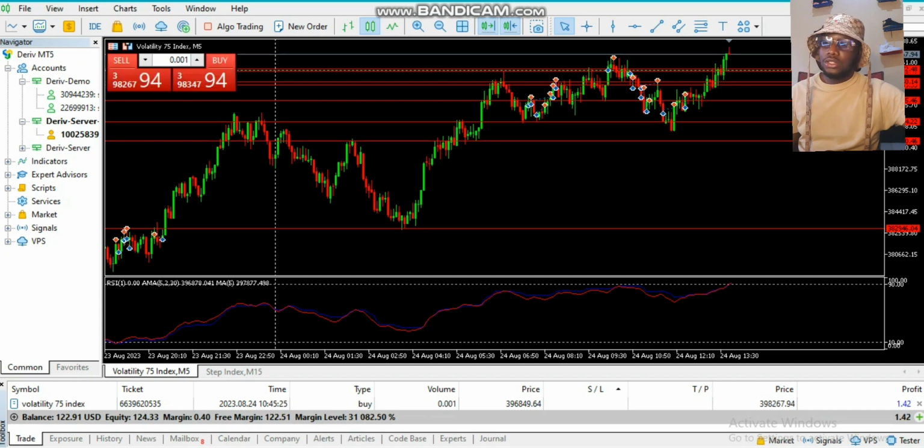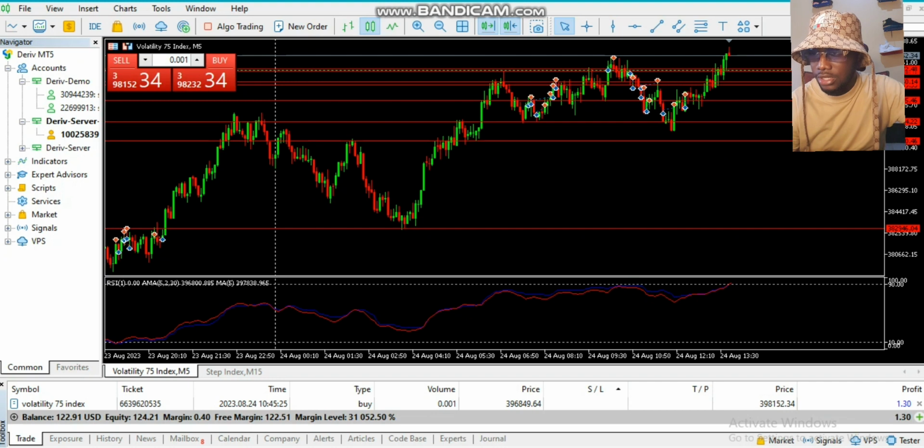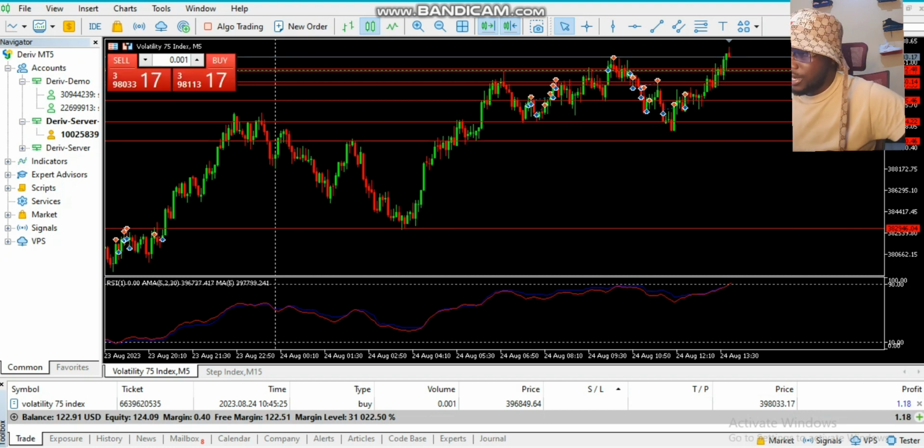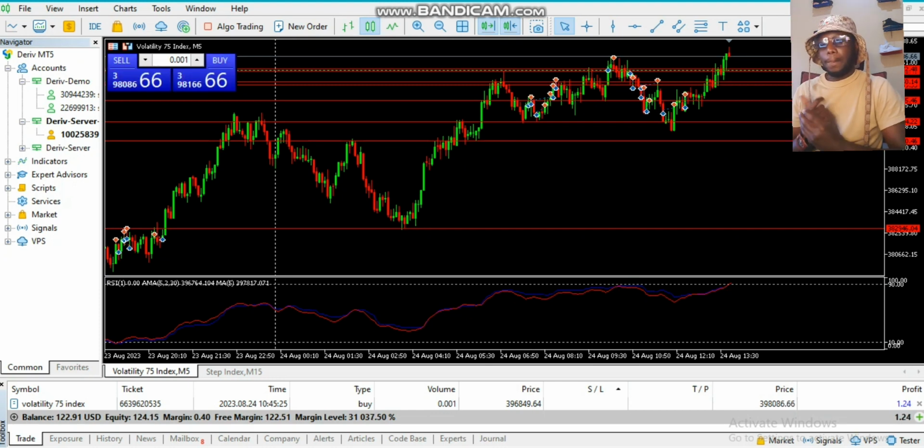I started this account yesterday with about $100. I just started trading this morning. I've been trading for like an hour. I'm up a little over $20, and I'm trading Volatility Index 75 and Step Index. So only two pairs that I'm trading. I've been looking at the market since yesterday, so I just entered today.